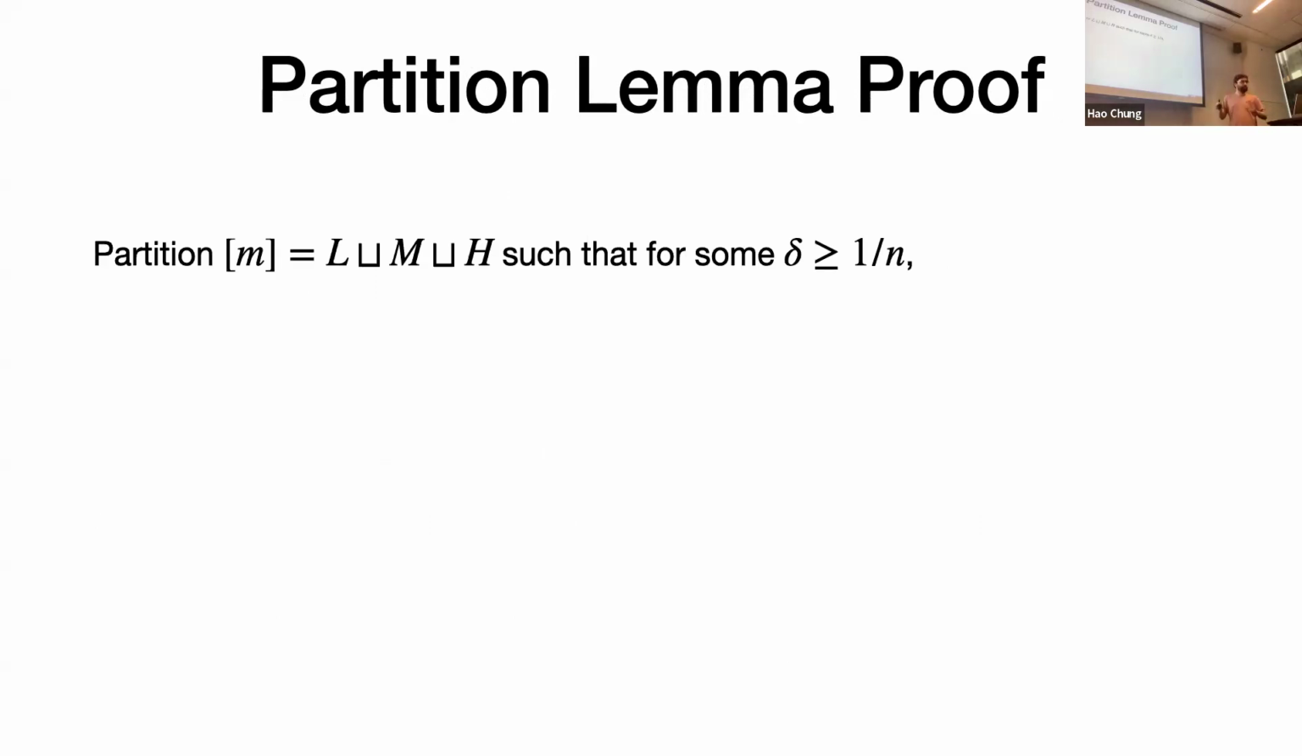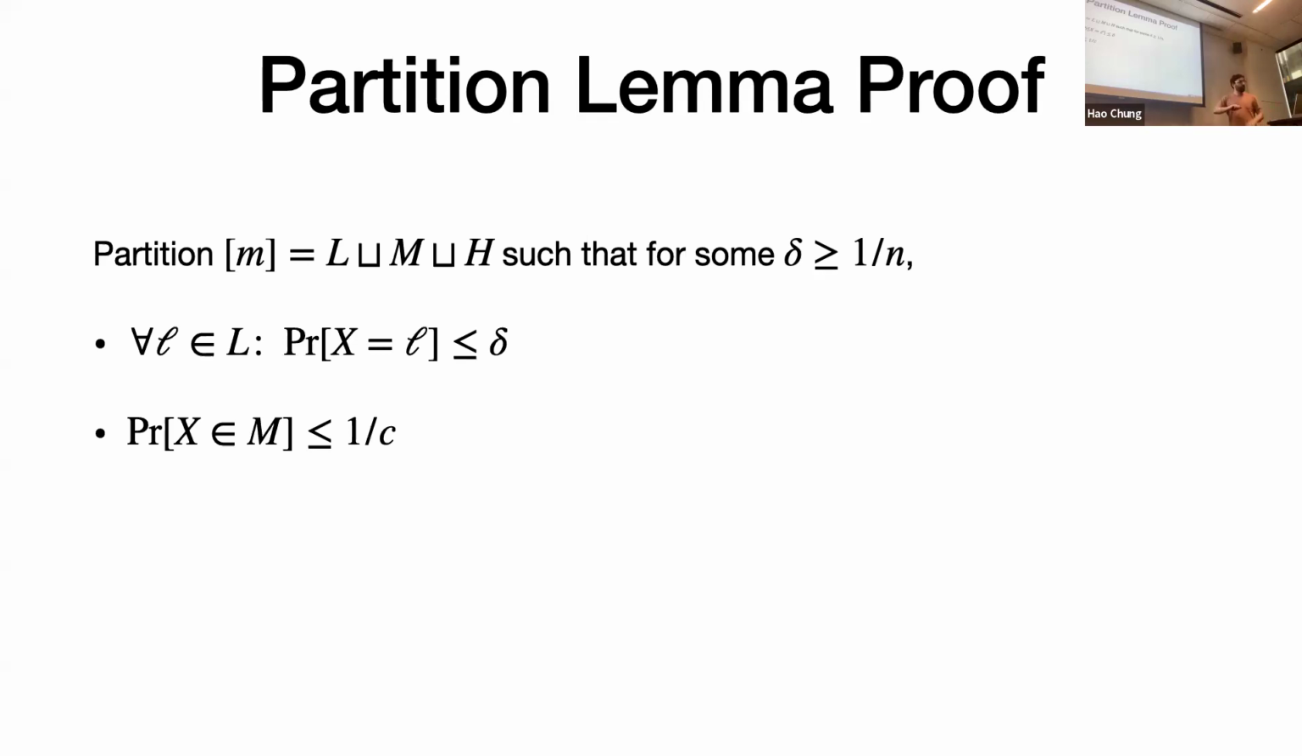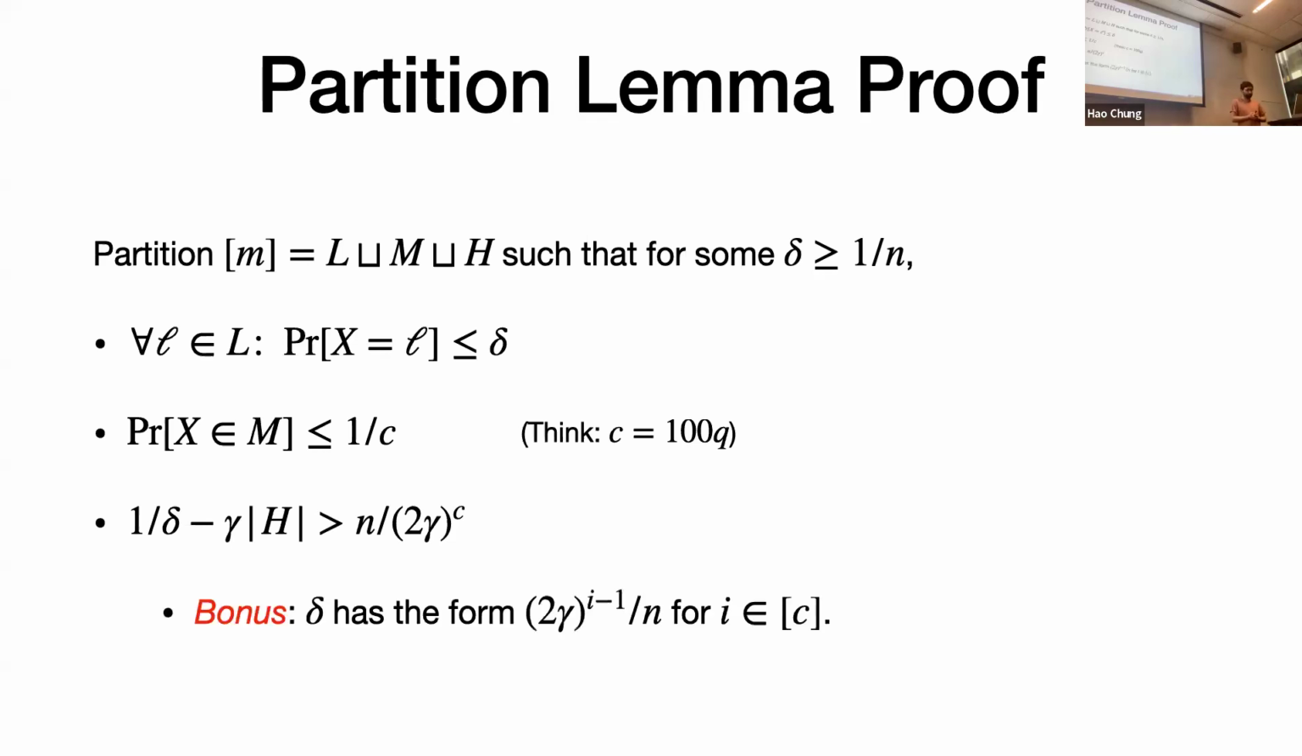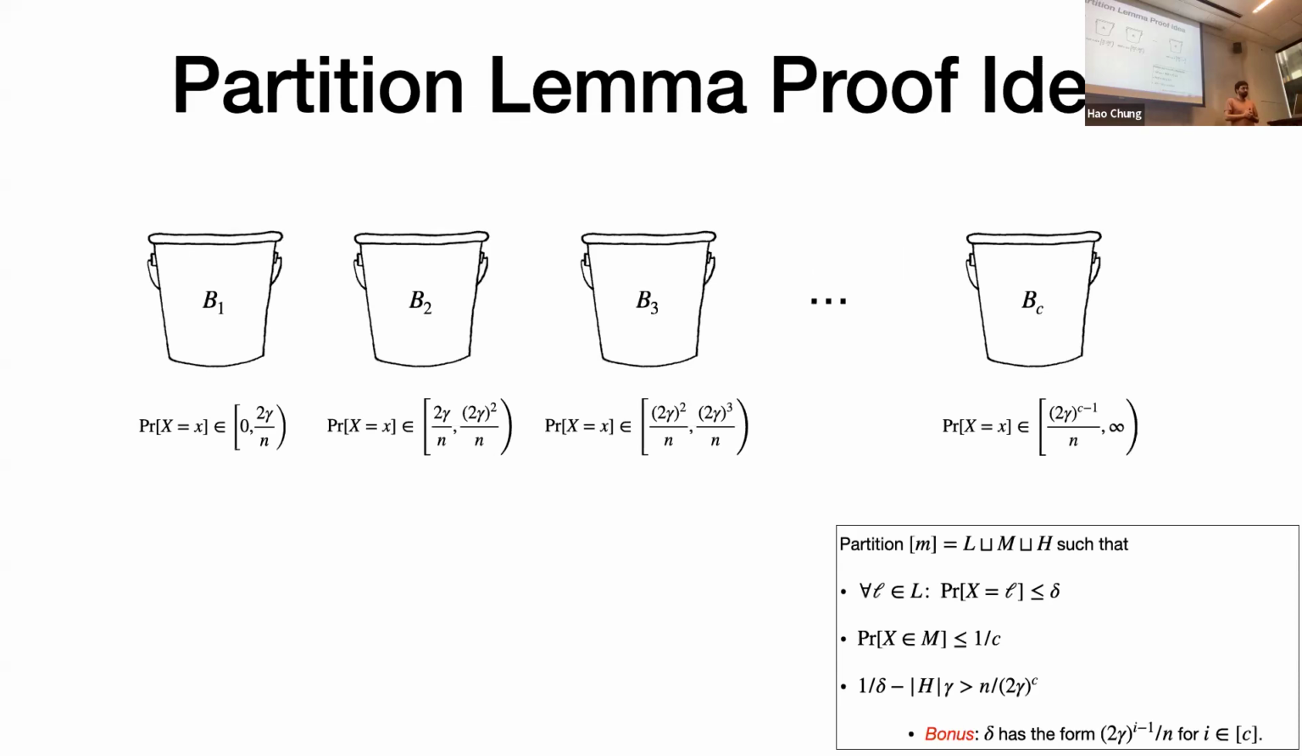In that case, let me try to give a quick sketch of the partition proof. How do we actually get this partition? Remember, I'm just giving this statement again. We want everything in the light set to have probability at most delta. We want the total probability of the medium set to be 1 over c for some parameter c. Think of it as linear in q. And we want this quantity, 1 over delta minus gamma times h, to be this big. And as a bonus, we'll say delta has some form, that it's one of roughly q options. But don't worry about that for now.